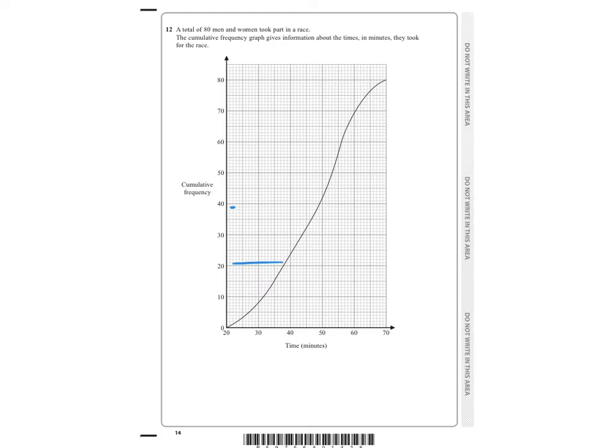So I'm going to go across here, down here, 38, I want to say. Okay, and then our upper quartile, so this is our lower quartile. Our upper quartile is 60 because that's in between 40 and 80. So I'm going to go across here. Now I would always suggest drawing these lines for your exam. I get 56.